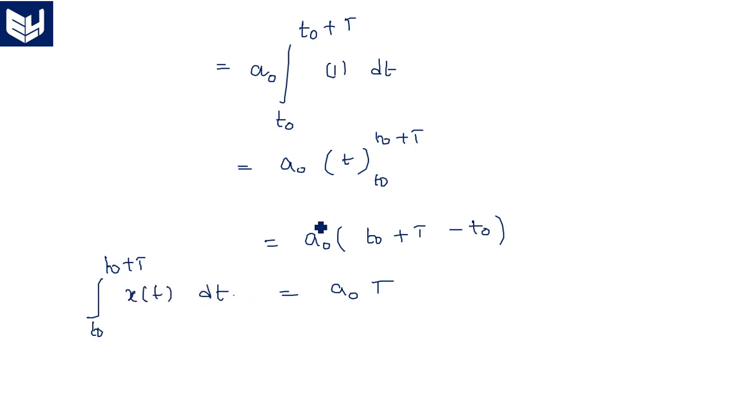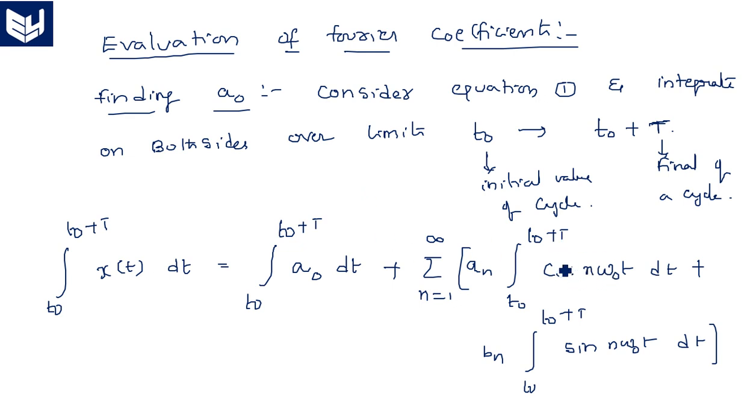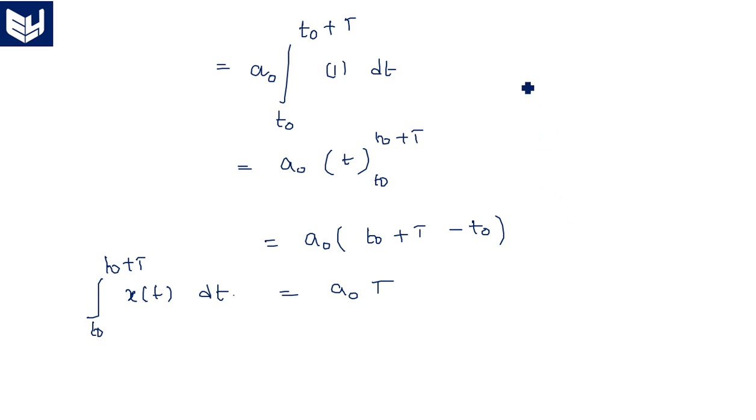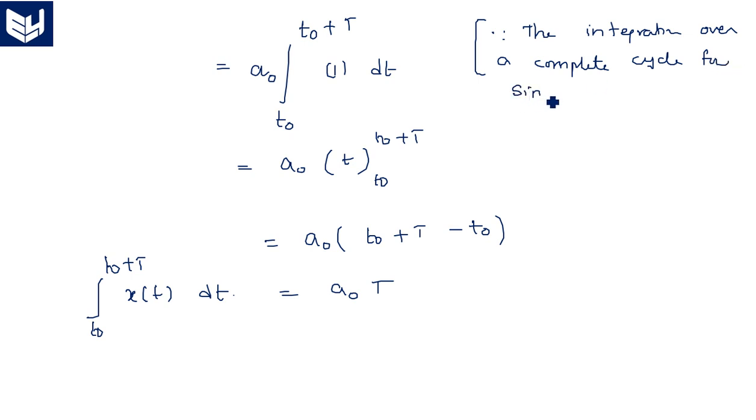See why we have left the other two parts? Because whenever we integrate the sine term or cosine term for one complete cycle, the result is 0. I will write the reason here: the integration over a complete cycle for sine or cosine is 0.